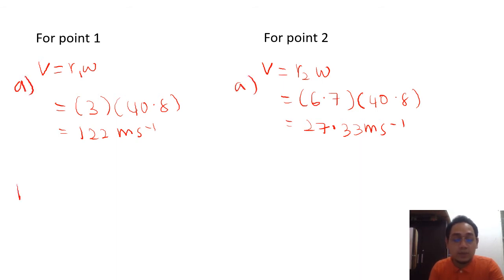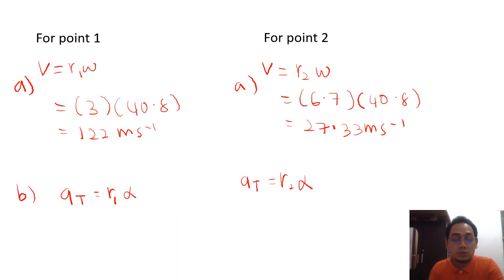Okay, for B, the question wants us to find the tangential acceleration. The formula for tangential acceleration is a, or we can also write a_t, equal to r alpha. So this one is r1. Same goes for point 2, a_t equal to r2 alpha.